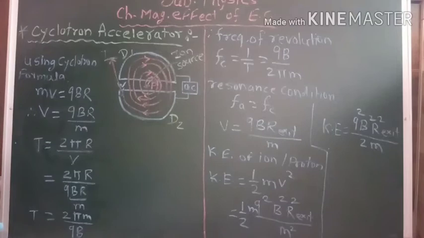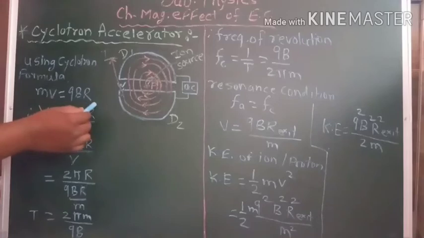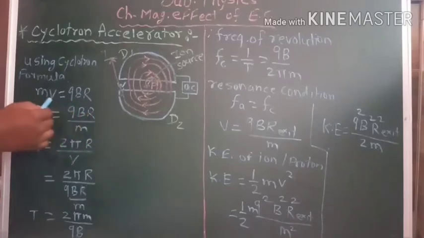Then we find out the kinetic energy of that particle, then the frequency of that particle, the time period of that particle, and the resonance condition also, in which we determined in the last lecture the cyclotron formula. Then by using this cyclotron formula, mv is equal to bqr. This formula for r we already studied in the last lecture. We have determined this formula by using the cyclotron motion.